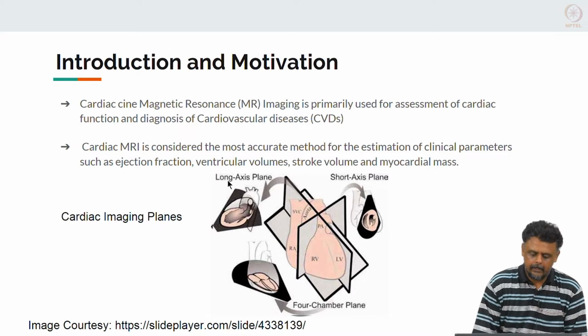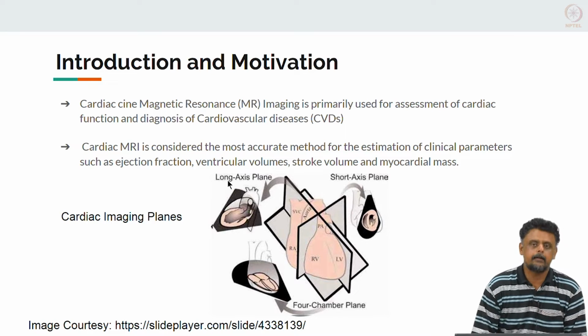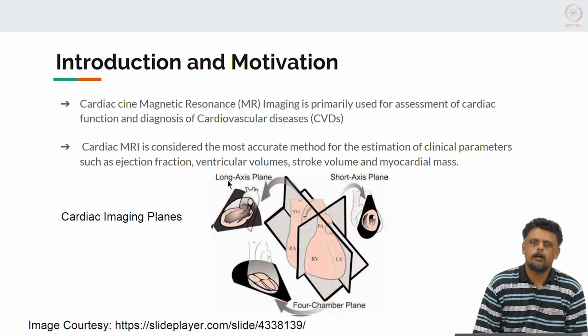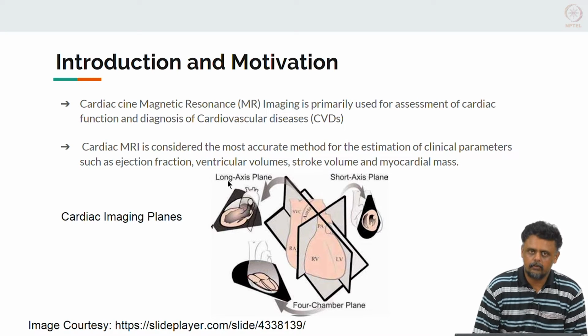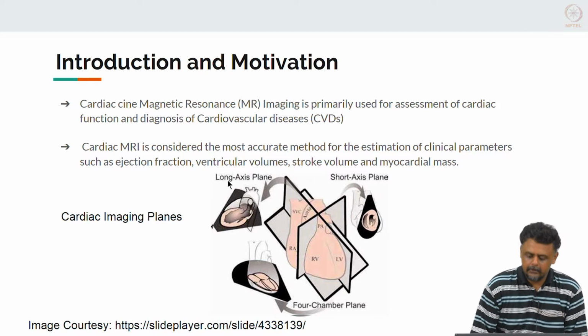Okay. And it is also considered a much more reliable method, and people use that in the clinic. That is, if you go to a hospital and they take an MRI of your heart, they can use that to figure out if there is something wrong with the function of your heart. Okay. So, let us see what MRI does.